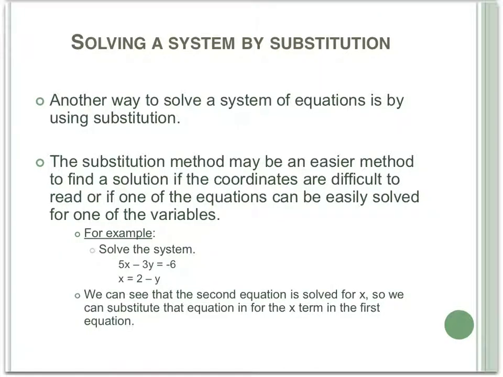Another way to solve a system of equations is by using substitution. The substitution method may be an easier method to find a solution if the coordinates are difficult to read or if one of the equations can be easily solved for one of the variables.